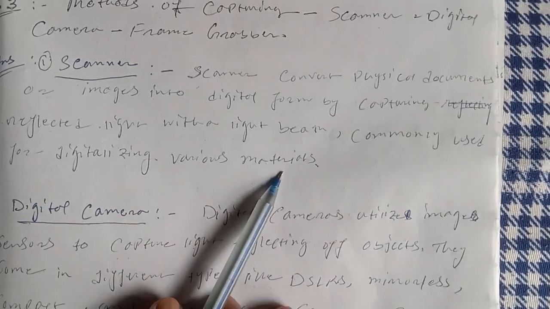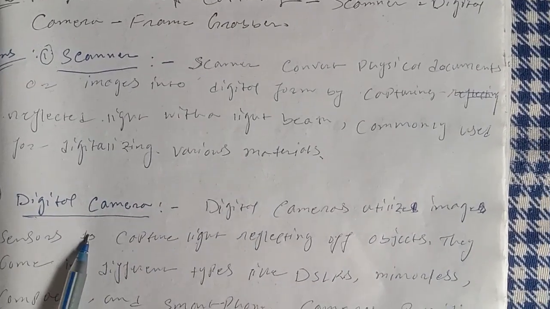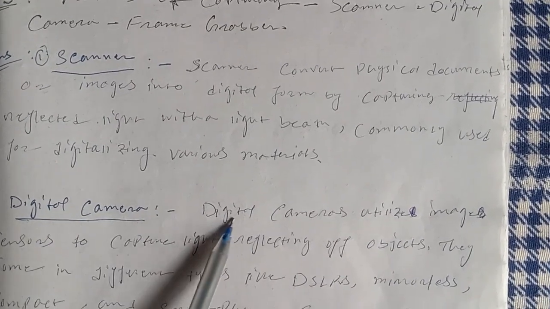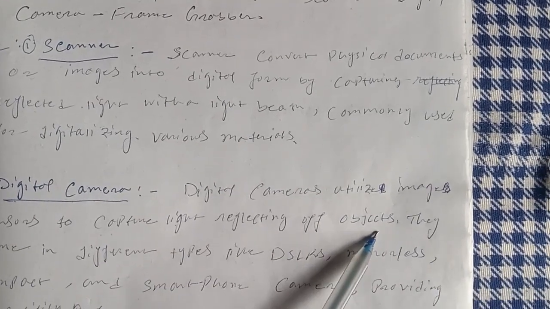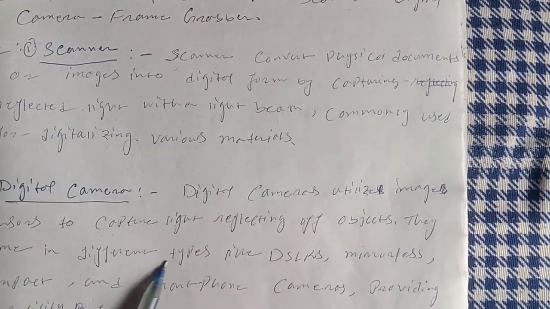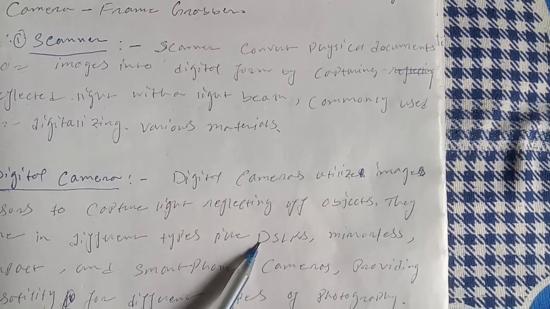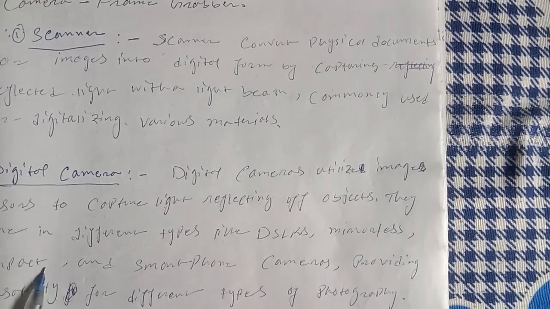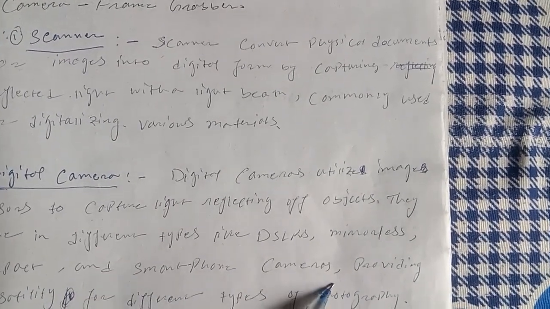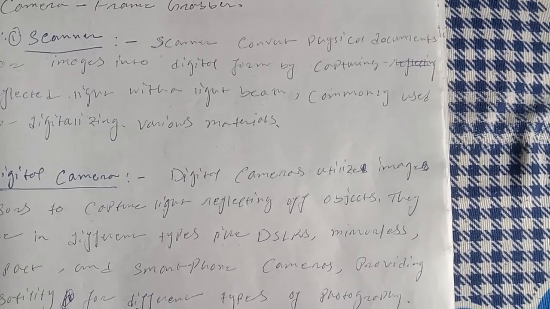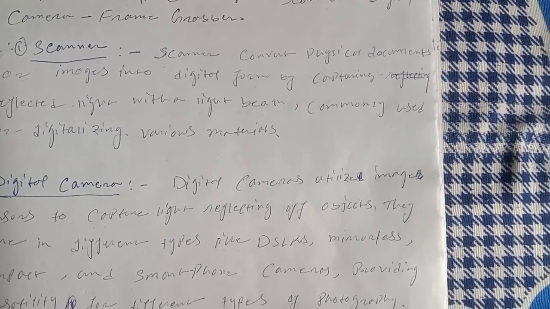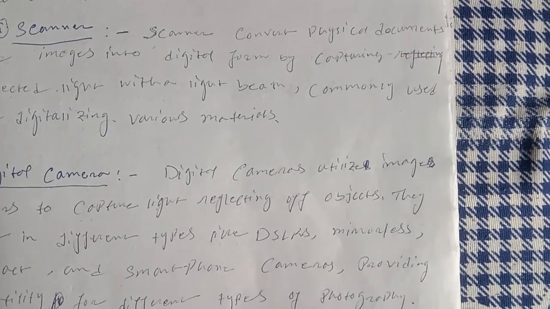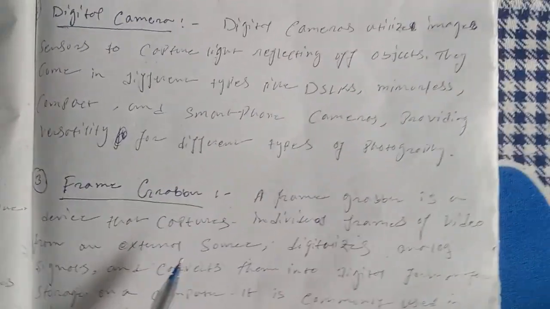for digitalizing various materials. Then we have, secondly, the digital camera. Digital cameras utilize an image sensor to capture light reflecting off objects. They come in different types, like DSLR, mirrorless, compact, and smartphones. Cameras provide versatility for different types of photography.